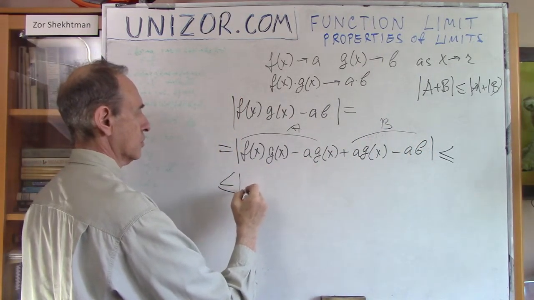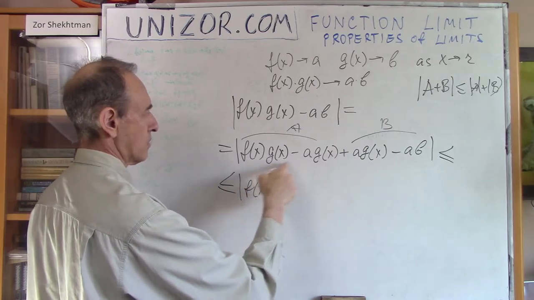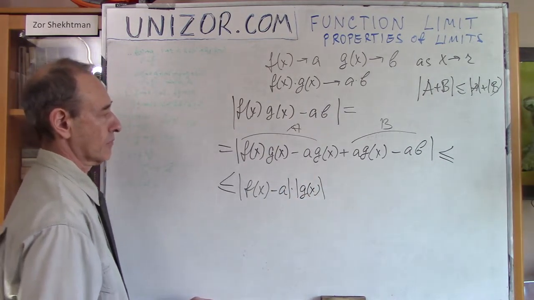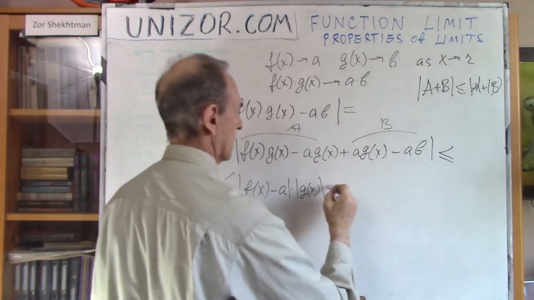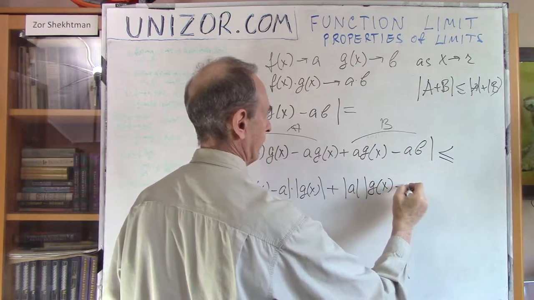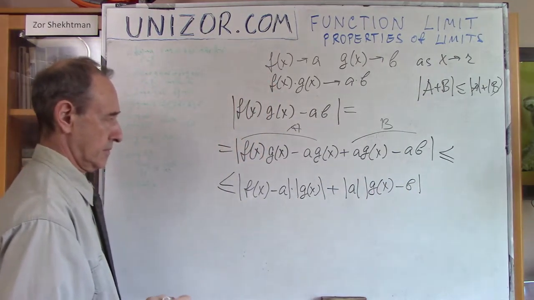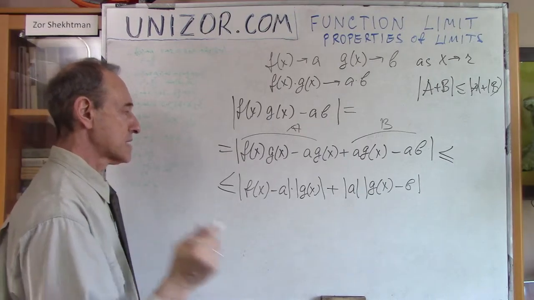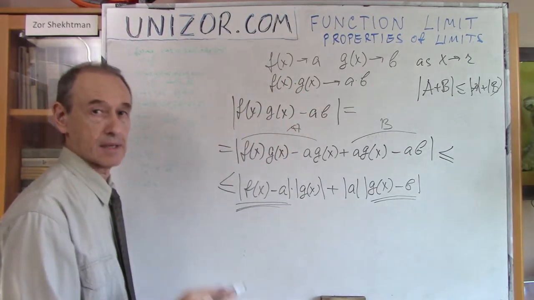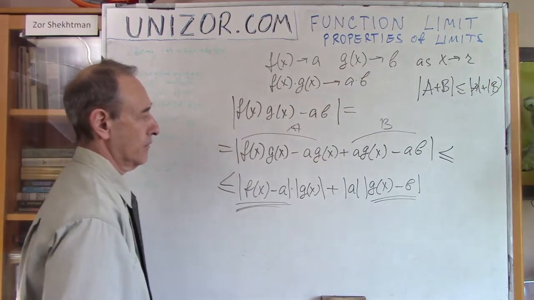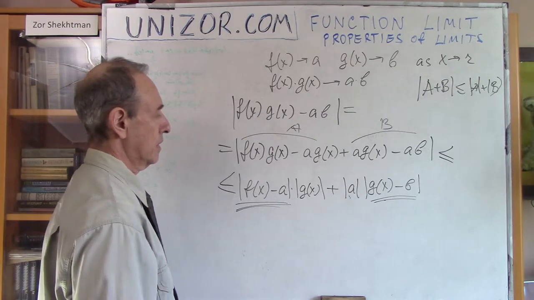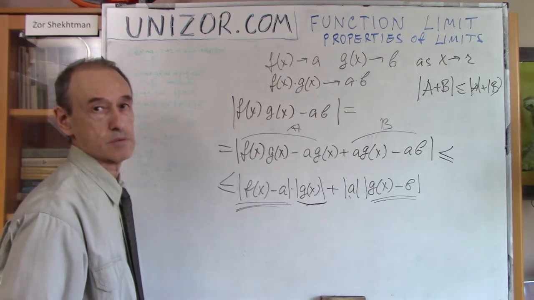So it's less than or equal to f at x times g at x minus a times g at x, which is this. I took g of x factor out. Plus, and here I will factor out the absolute value of a. All right? Now, why did I do it? Because here, this is really infinitesimal. And this is infinitesimal as x goes to r. This is given. Now, this is a constant. So infinitesimal times constant is infinitesimal, right? And the only thing which is kind of strange is, I don't know what to do with this one, right?